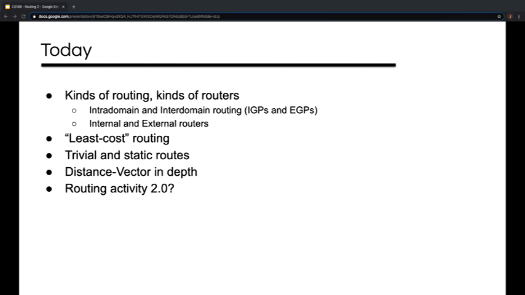All right, so today, going to start out talking about some kinds of routing and some kinds of router, a couple ways of classifying things. Intra-domain and inter-domain routing, which we'll get the terms IGP and EGP. We'll talk about internal and external routers. Then I'll talk about this notion of least cost routing. I'm going to introduce a couple of terms, trivial and static routes. Then going to go into distance vector in depth, and end up maybe doing, if we have time, a second version of the routing activity.